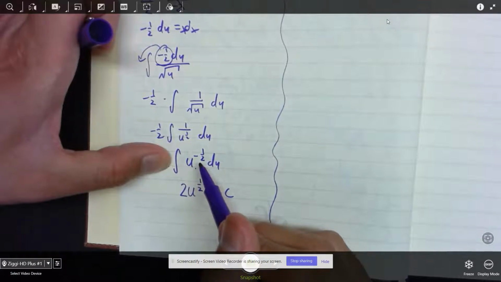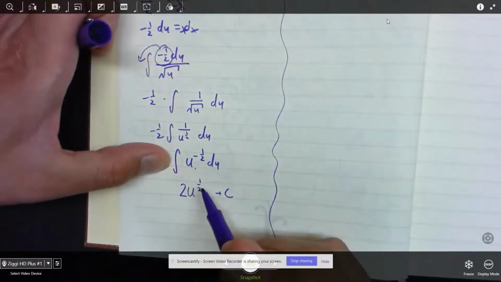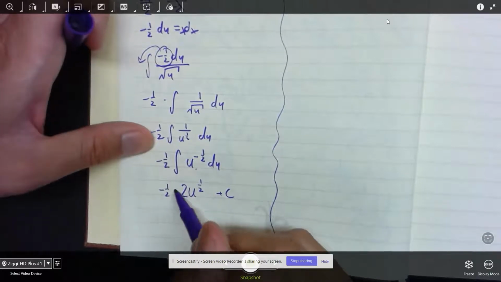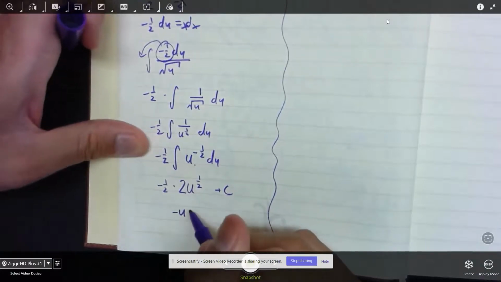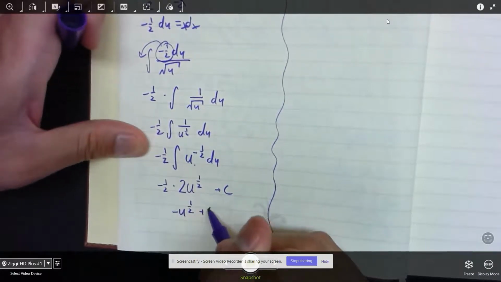And then I would have to subtract 1 from the exponent, which gave me negative 1/2. And then now I have negative 1/2 here. Now I can bring down the negative 1/2 here, which was in front of the integral. My final answer should be negative u to the 1/2 plus c.